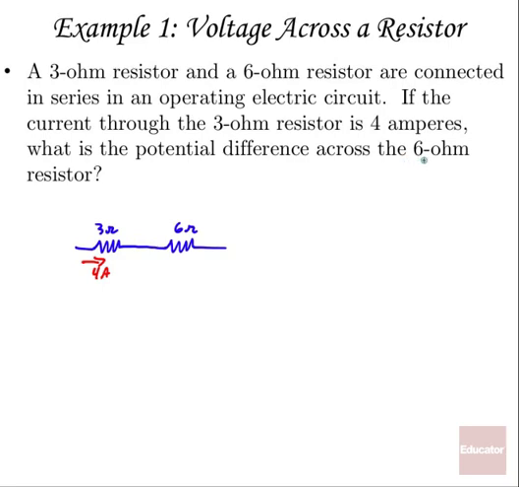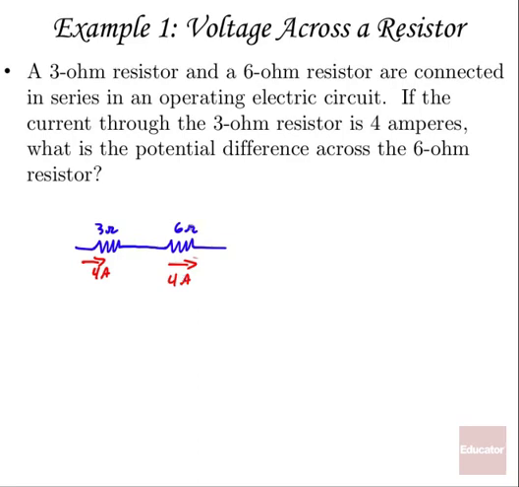Well, to answer this, I have to figure out the current going through the 6 ohm resistor. And if I have 4 amps going through the 3 ohm resistor, Kirchhoff's current law says I must have that same current here and same current here. What goes in must come out. So I must have 4 amps going through the 6 ohm resistor. Current does not get used up in a circuit.